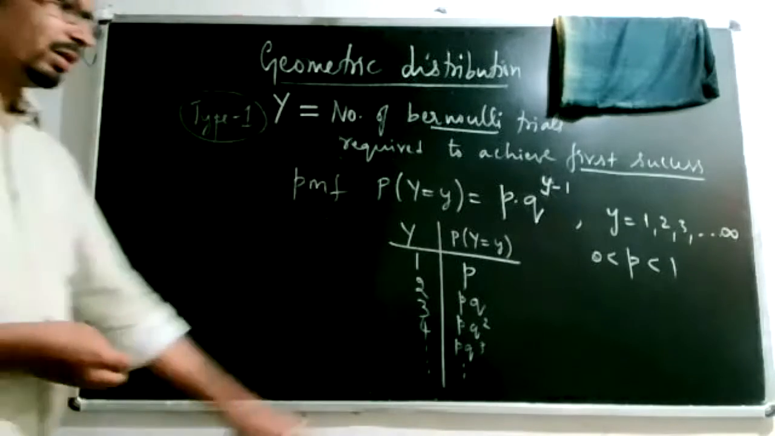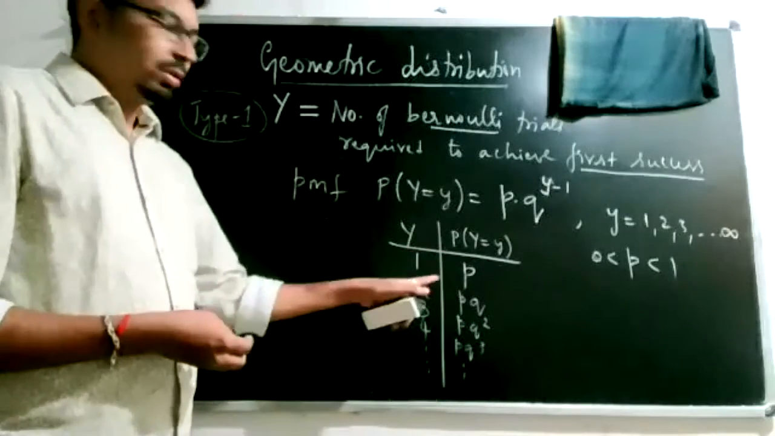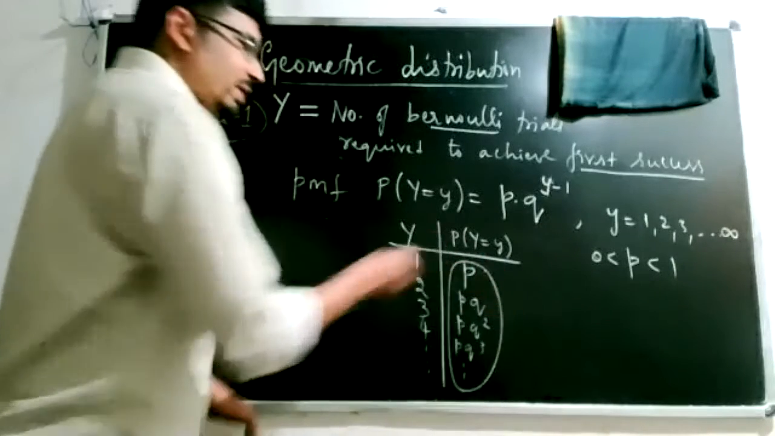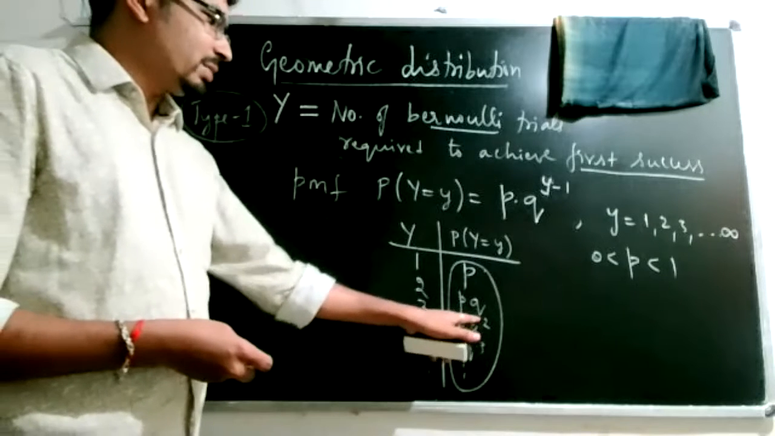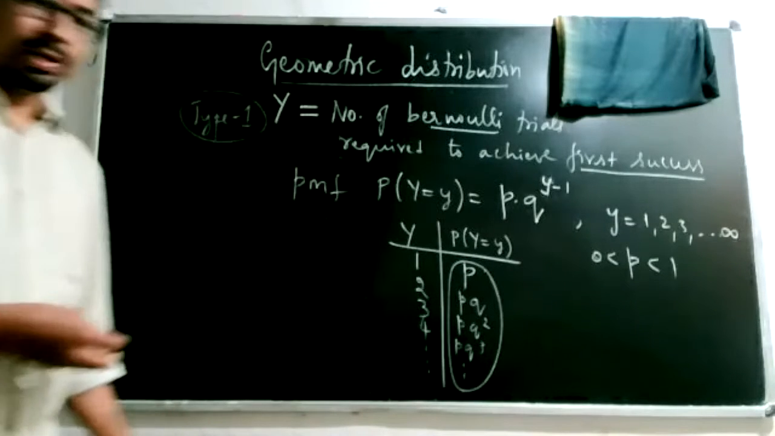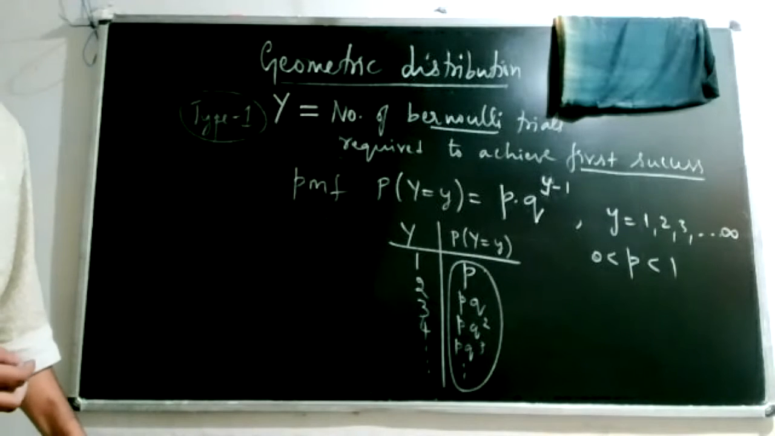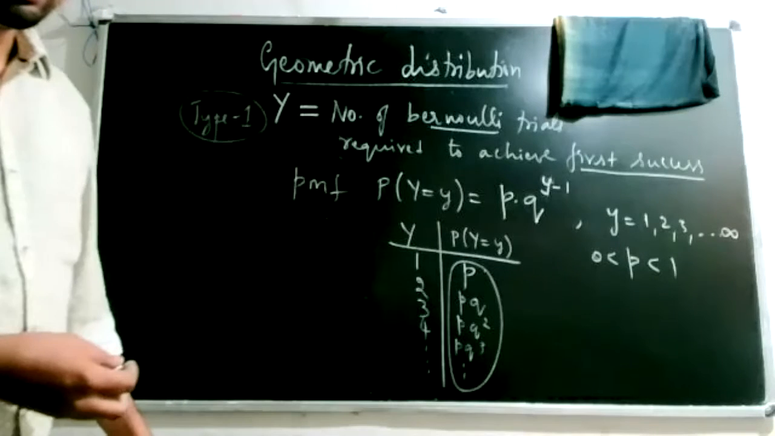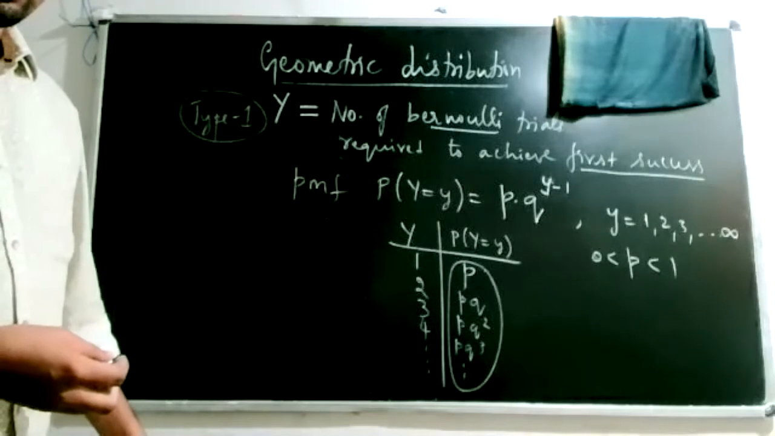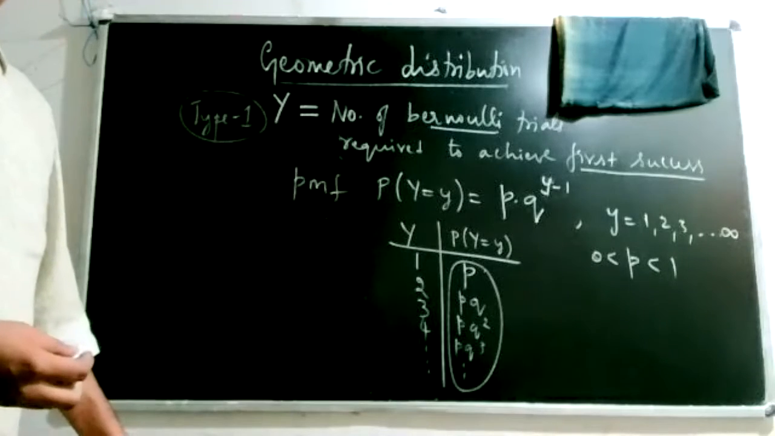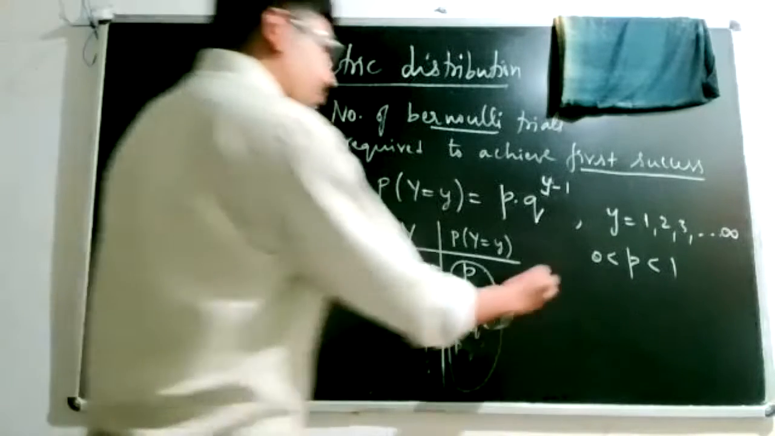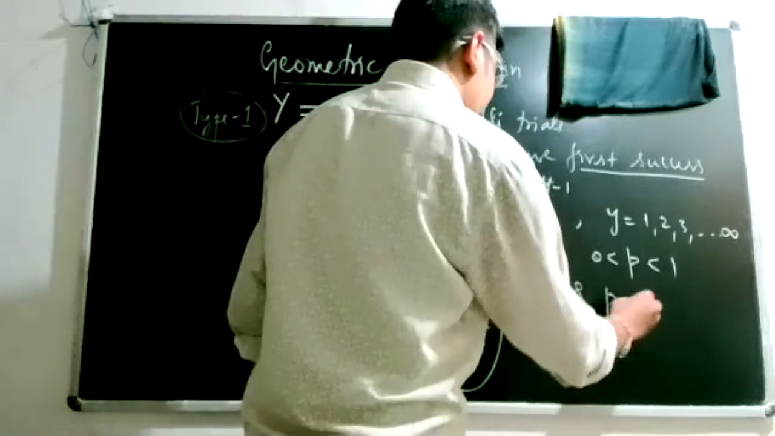I'm asking whatever may be your P and Q, in this case, which is maximum? Is P maximum or PQ maximum or PQ square maximum, PQ cube maximum? P maximum. Someone said PQ. Which is maximum? You tell me. P or PQ. How to check which is maximum?